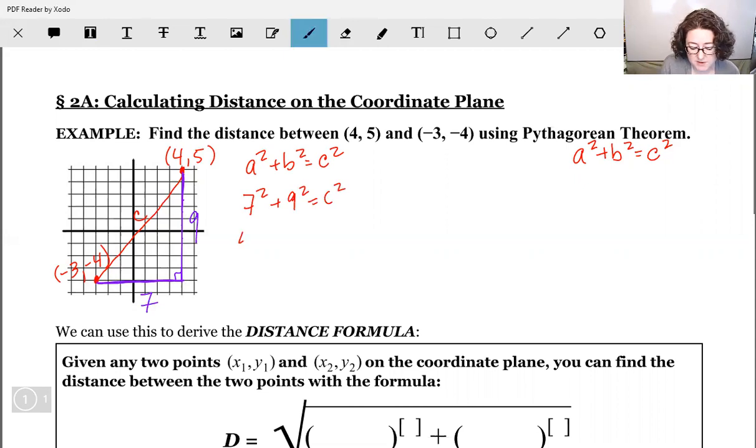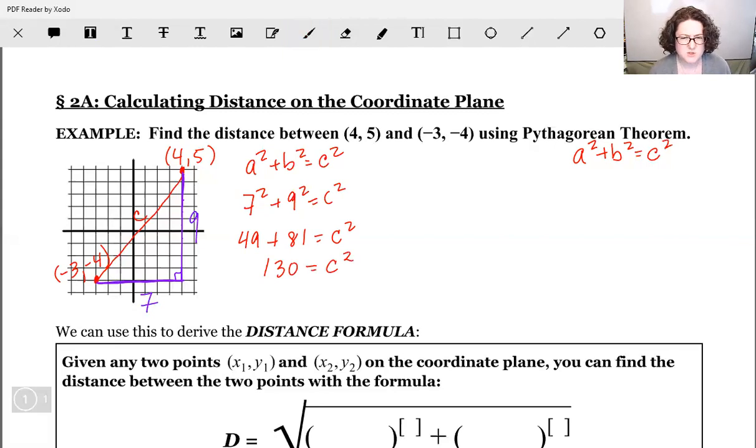7 squared is really 49. 9 squared is 81. So that's our c squared. If we add these together using my handy dandy calculator, 49 plus 81 is going to give us 130 as our c squared. Then, wait a second, we're trying to solve for c. How can we get rid of the squared? What's an opposite operation from squaring something? We can take the square root.